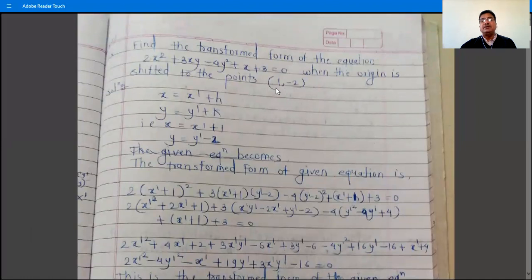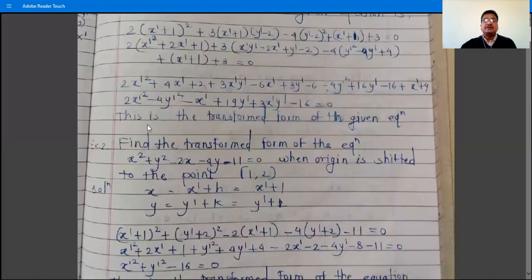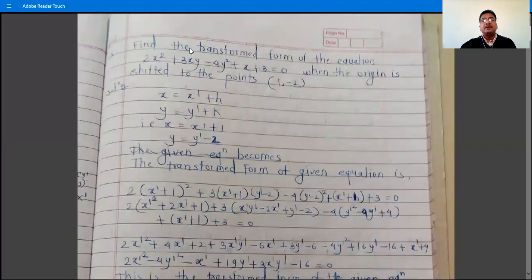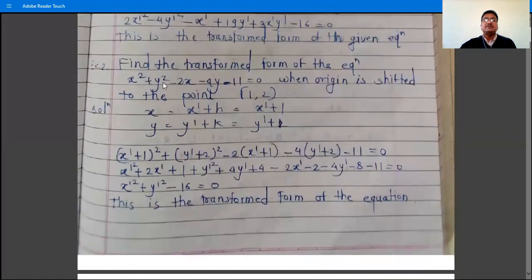After shifting the origin to point (1, -2), the new system forms, that is the x' axis and y' axis, and with respect to that, this is the equation of the same curve. So this is the transformed form of this equation when the origin is shifted to this point. Okay, so very simple examples for 2 marks, that is, find the transformed form of this equation when the origin is shifted to (1, 2).